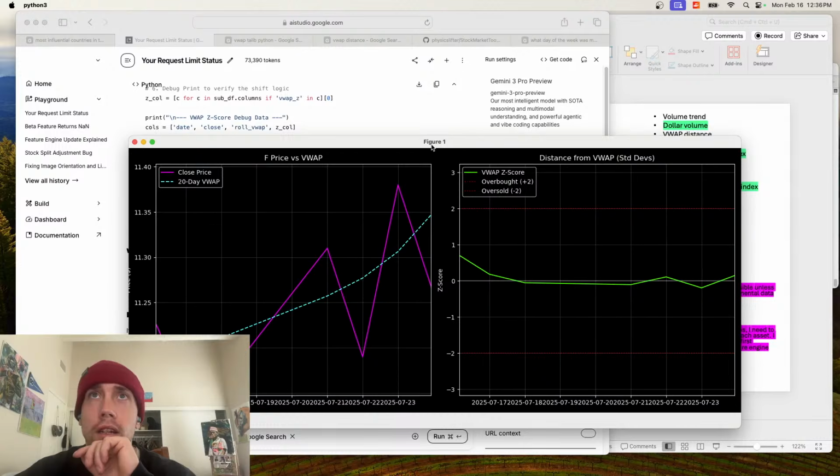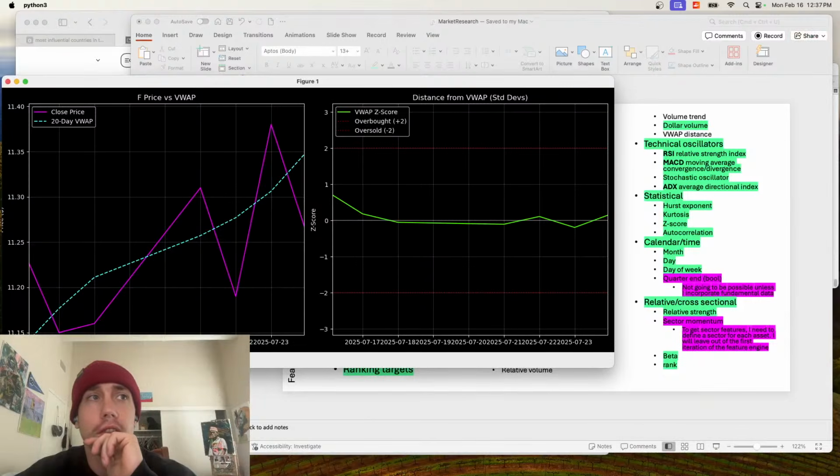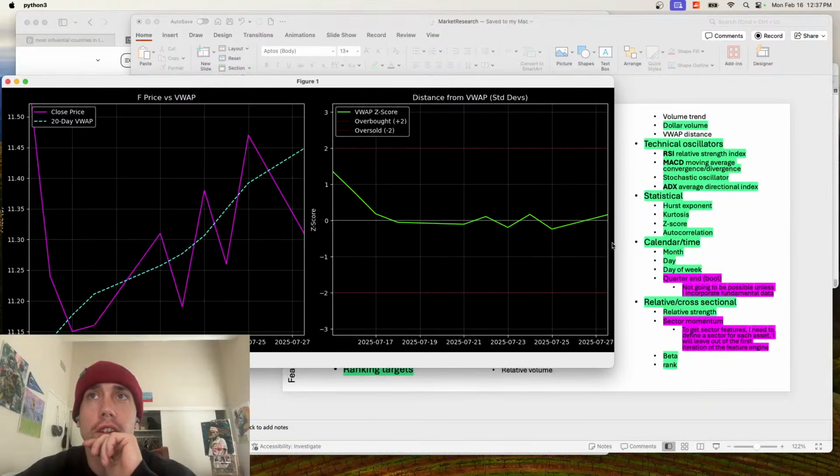Hey, Sir Night Night. Look, I'm filling these out. I have 9 left, and I'm trying to see if this VWAP standard deviation distance is working. I think it is. Here, it drops below, goes from positive on the 24th to negative on the 25th.